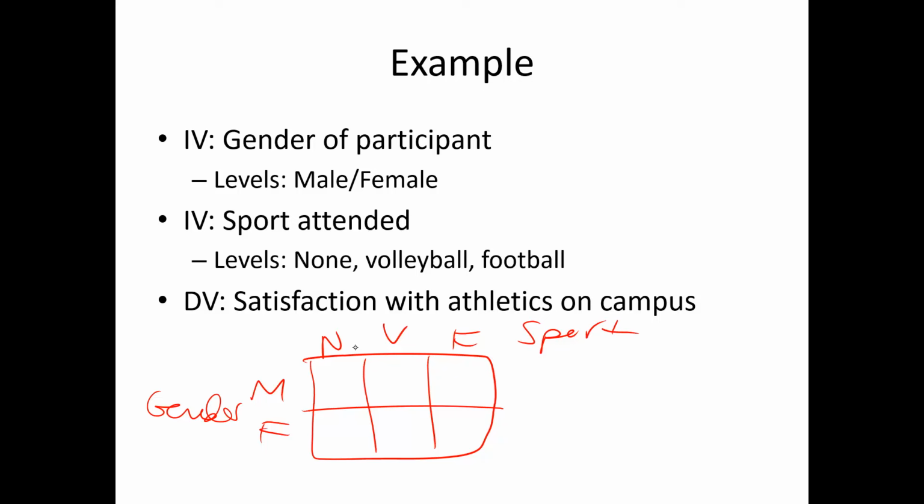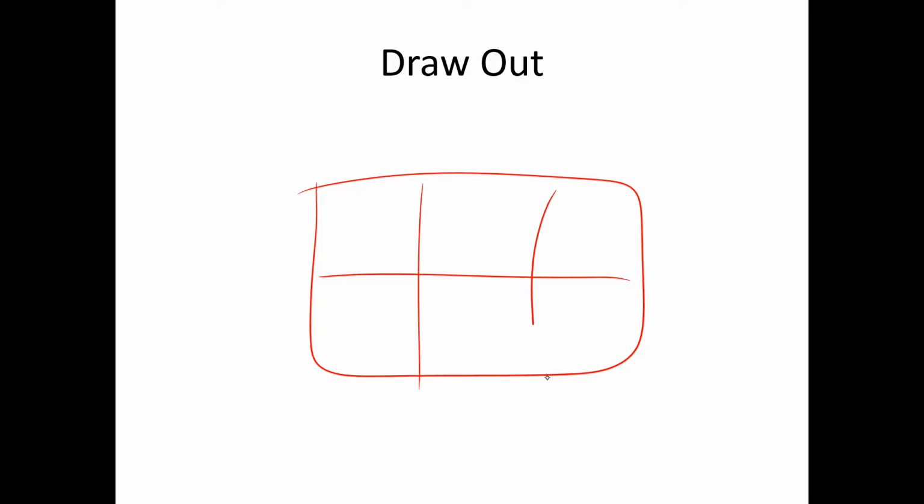And then the conditions are who's rating what. So males rating the none condition, males rating the volleyball condition, males rating football. You get the idea here. Females none, females volleyball, females football. Those are the conditions. This DV is satisfaction with athletics. So these are the sports that they attend. So we found people who only attend one sport or no sports, and then asked them how satisfied they were with athletics. So more room this time. Male, female, here's gender, none, volleyball, football, here's sport. And then these are the interactions.